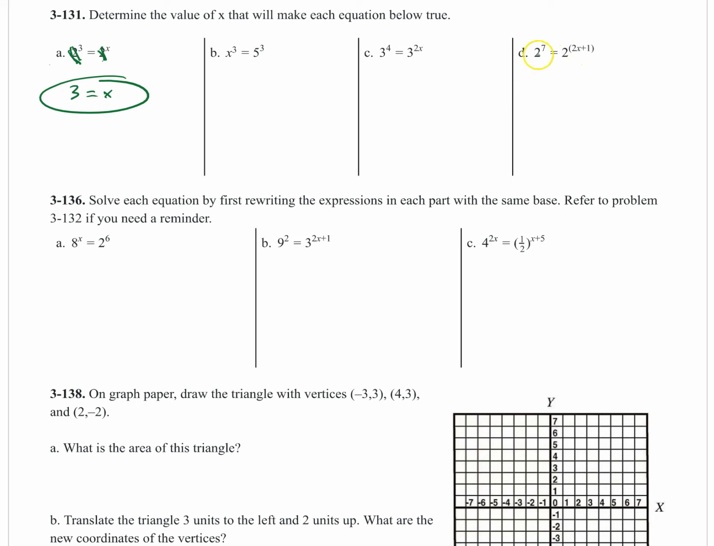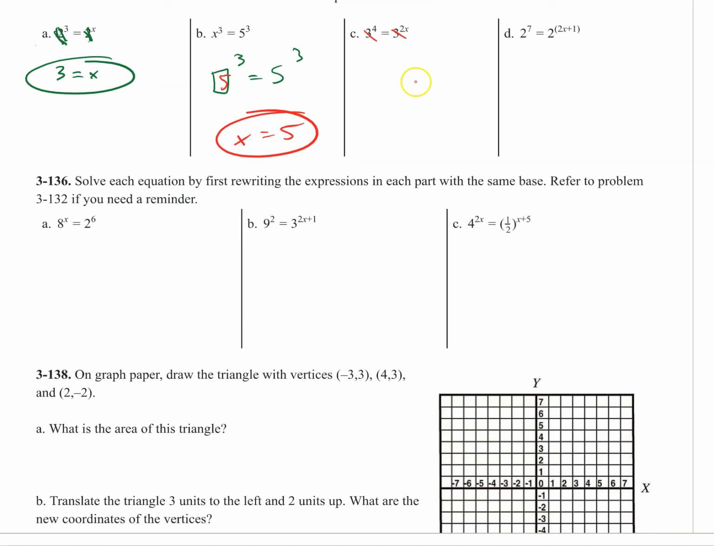Alright, how about D? Actually, let's do B. X to the power 3 equals 5 to the power 3. What number raised to the power 3 equals 5 to the power 3? It's just 5, right? It has to be 5, because then they'll be equal. So if we let x become 5, that would make this equation true. Same process for C and D. Just cross off the base, set the exponents equal to each other.